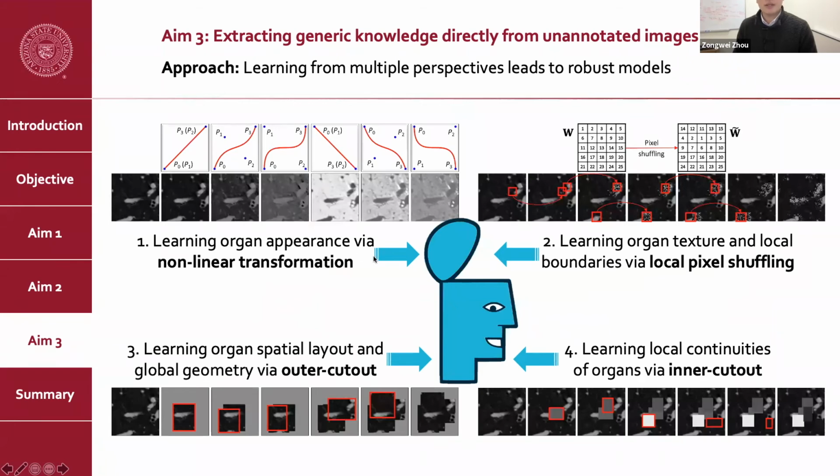To deform the image, we propose 4 different image transformation approaches, including nonlinear transformation, local pixel shuffling, outer cutout, and inner cutout. Each of them allows the model to learn from different perspectives. For example, it can learn organ appearance, organ texture, local boundary, organ spatial layout and geometry, and many more. We found that learning from multiple perspectives can help build generic and transferable models.